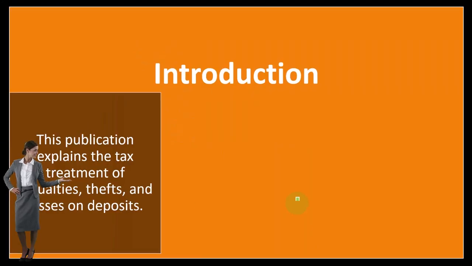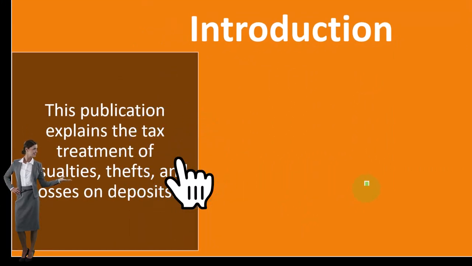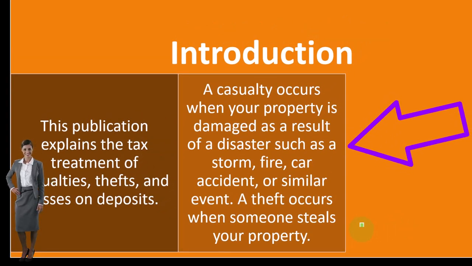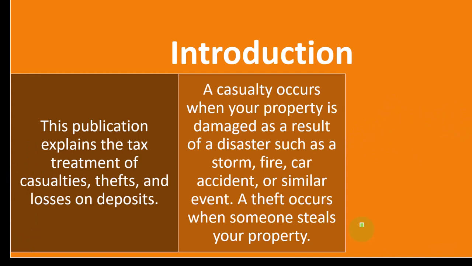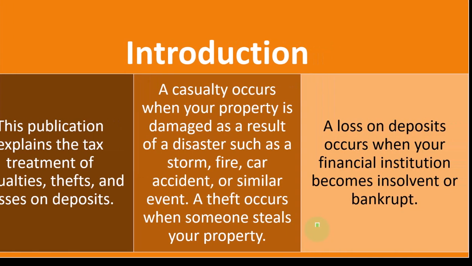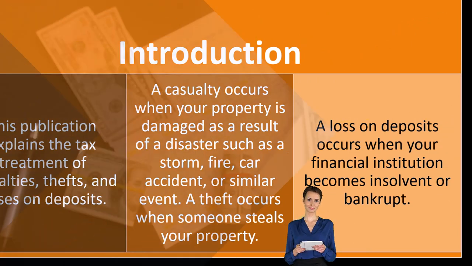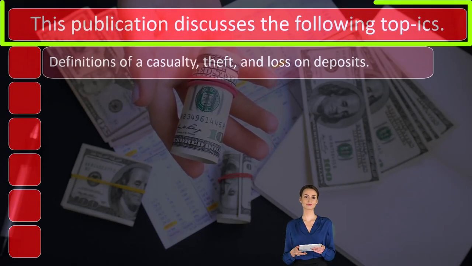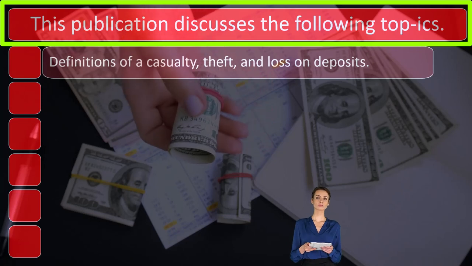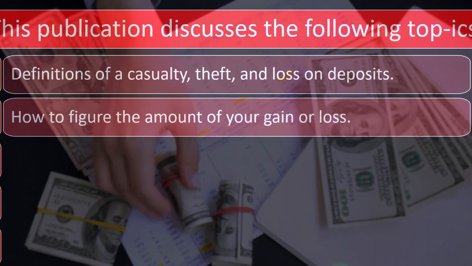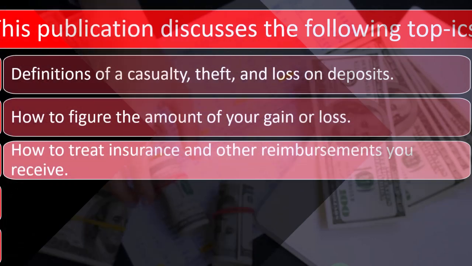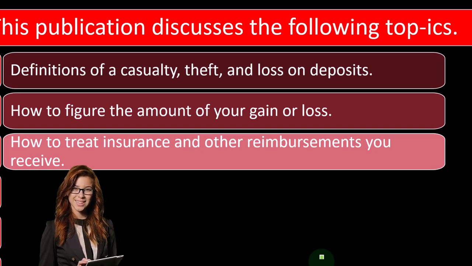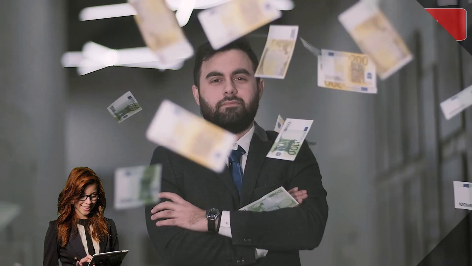Introduction. This publication explains the tax treatment of casualty, theft, and loss on deposits. A casualty occurs when your property is damaged as a result of a disaster such as a storm, fire, car accident, or similar event. A theft occurs when someone steals your property. A loss on deposit occurs when your financial institution becomes insolvent or bankrupt. This publication discusses the following topics: definitions of a casualty, theft, and loss on deposits; how to figure the amount of your gain or loss; and how to treat insurance and other reimbursements you receive. Obviously, that's a key component when you're thinking about a loss, because you can say, this is the loss that I have, and then ask, did you get reimbursed for it?